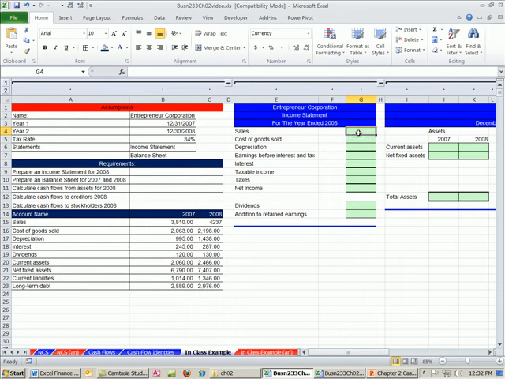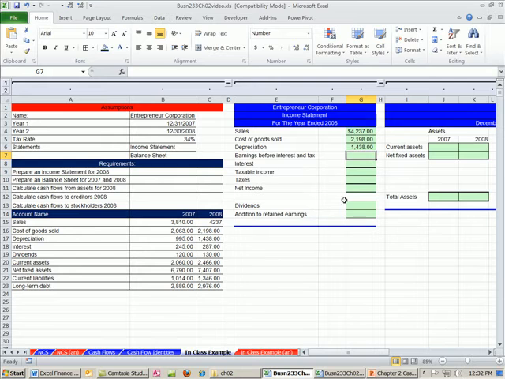OK, so sales. Well, we're given these numbers down here. Account, that's the sales, and then both of these years. Now, this says for the year ended 2008. So for the income statement, we only need this number right here. So I'm going to say equals this, and then hit enter. Cost of goods sold. Again, this is for the whole year 2008, equals this. And then depreciation equals that. Depreciation for 2008.